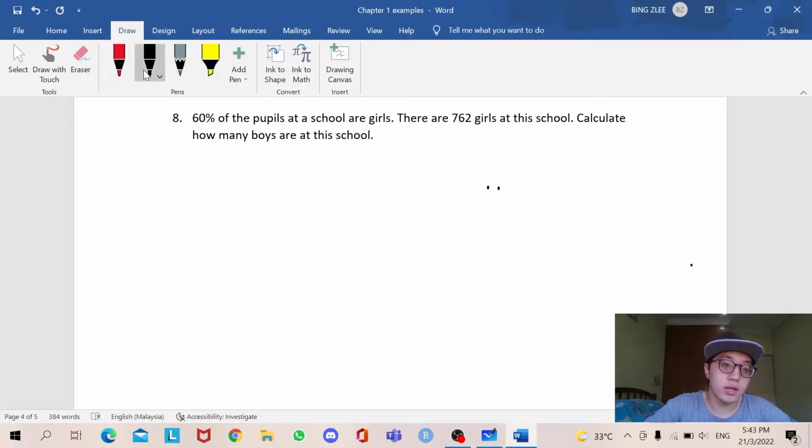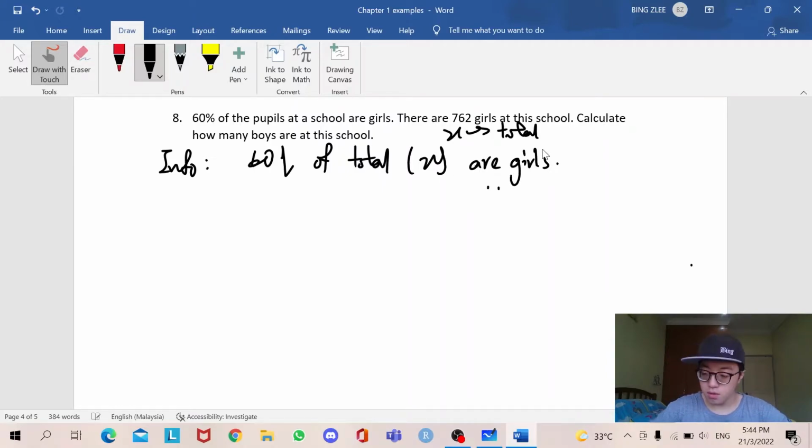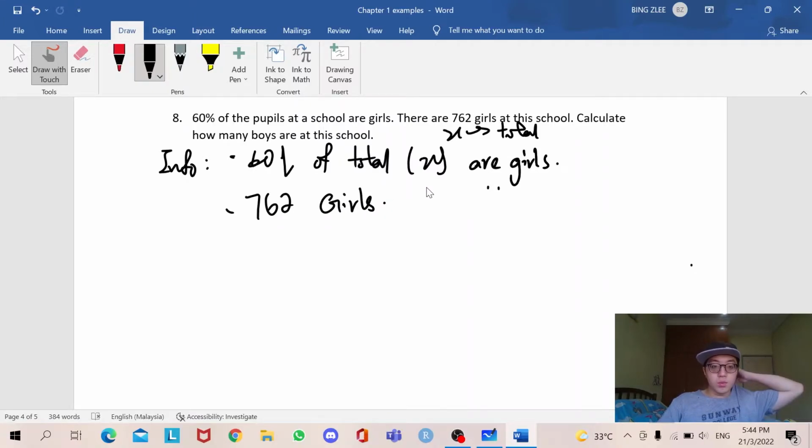We are gonna look at the information given. All right, the information given is 60% of total, which we will denote X be a total, X are girls, right? And we also know that 762 girls is in this school. So calculate how many boys are there, the number of boys.